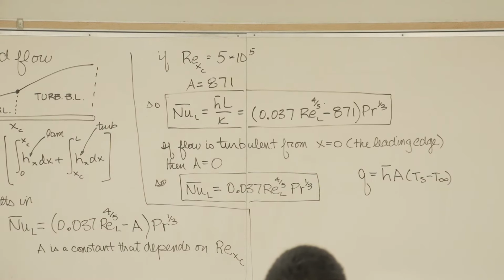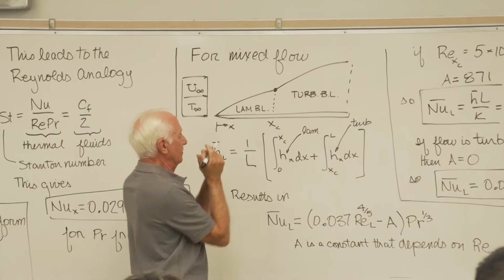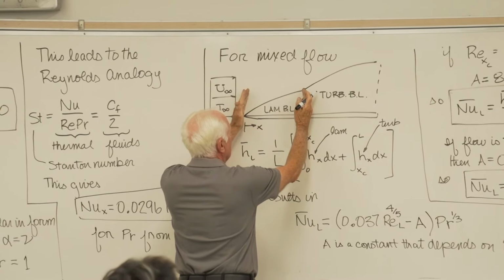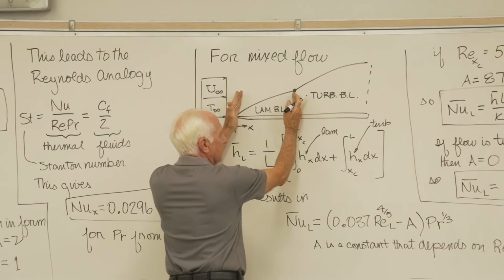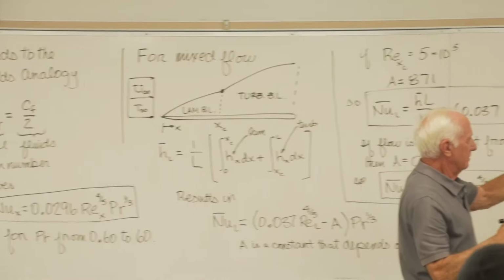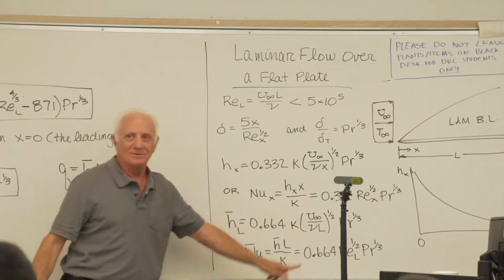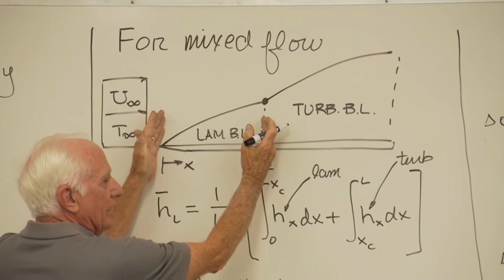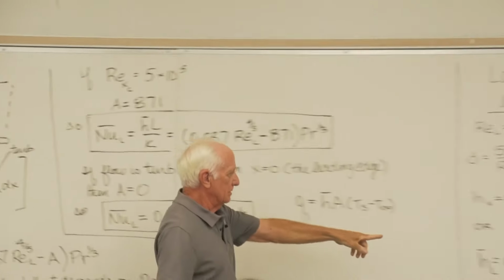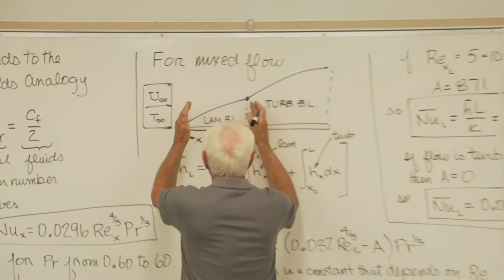If someone asks you, how much heat is transferred over the laminar part of this mixed flow from here to here? Okay, I find H bar for the laminar boundary layer. Okay, there it is over there. What do I put in for L in that equation? Well, you don't put in L the plate length. You put the L where my right hand is. My right hand is where X sub C is. I put X sub C here. That gives me the H bar over the laminar part of the boundary layer.